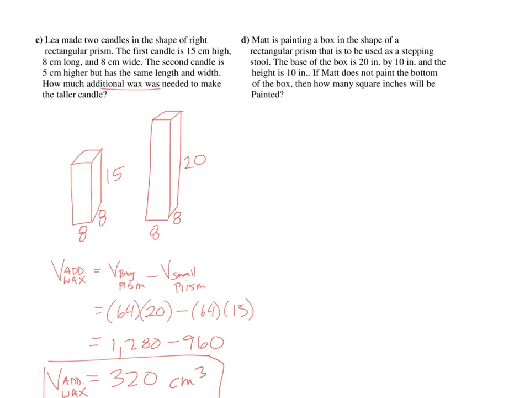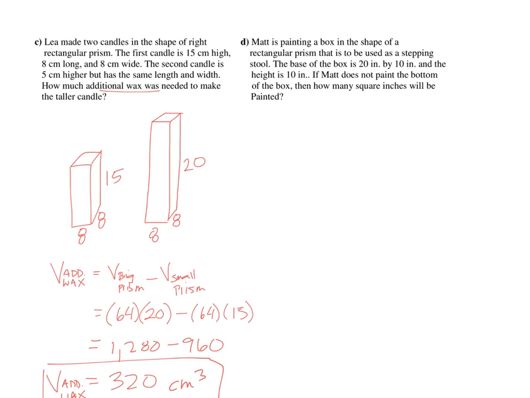All right, for part D, Matt is painting a box in the shape of a rectangular prism that is to be used as a stepping stool. The base of the box is 20 inches by 10 inches, and the height is 10 inches. Okay, so something like this.